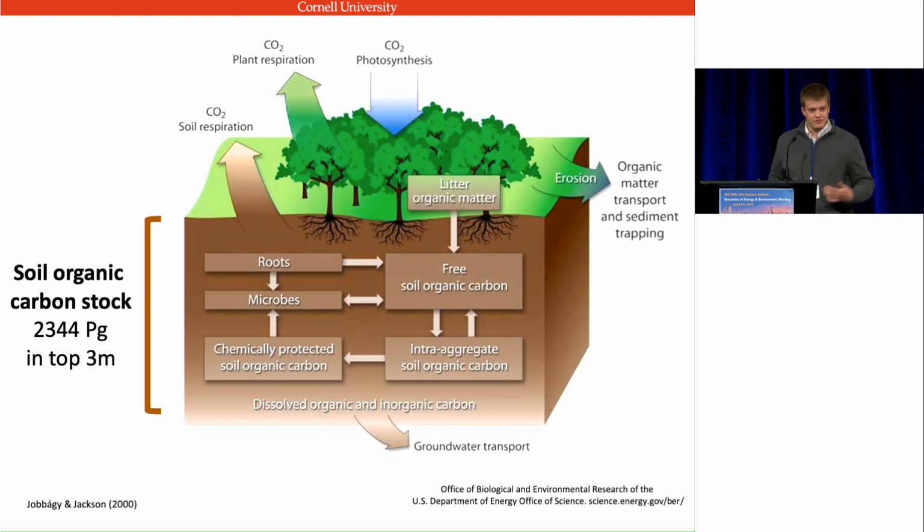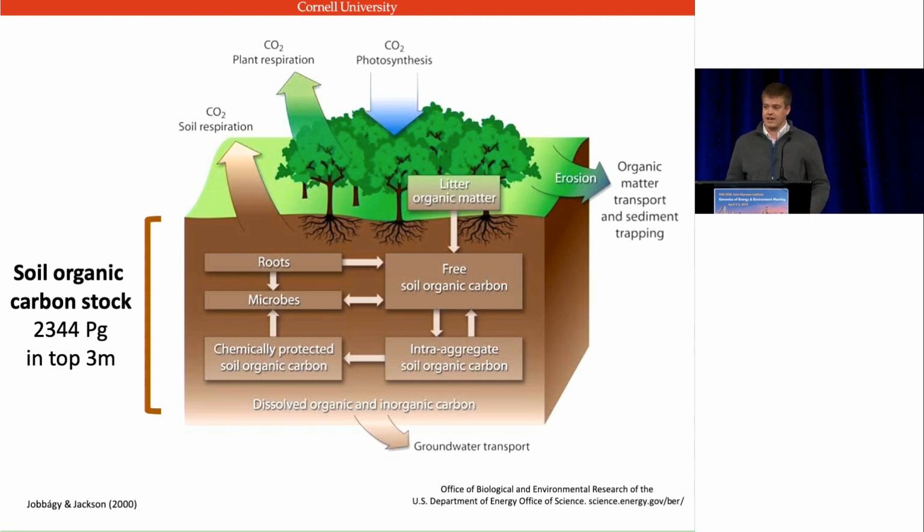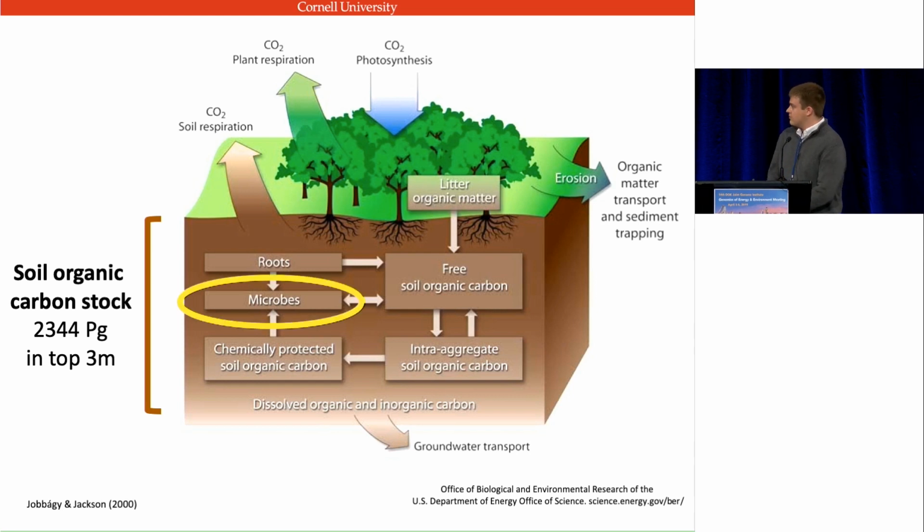Most of this introduction, you've seen before in Dr. Firestone's talk. Soils have a large stock of carbon. It's estimated that in the top 3 meters of soil, there's over 2,300 petagrams of organic carbon. This organic carbon is very important because it's relatively bioavailable and therefore plays a large role in the global carbon cycle. And microbes are a key component of this system.